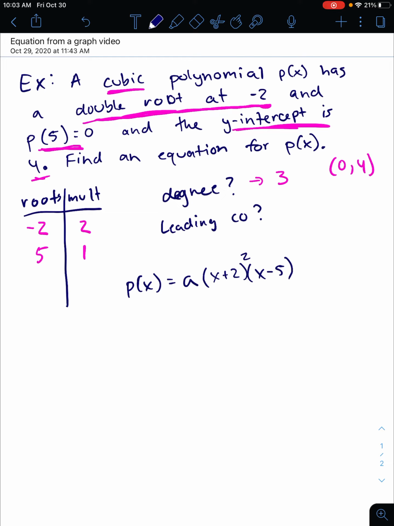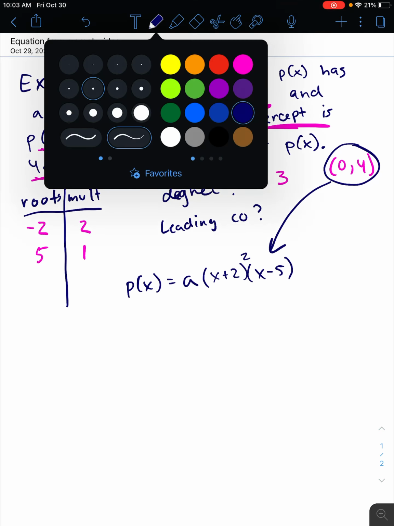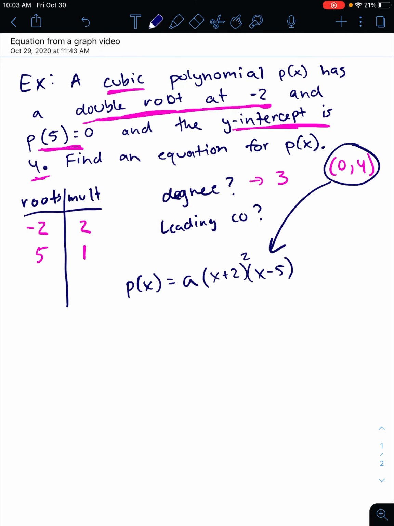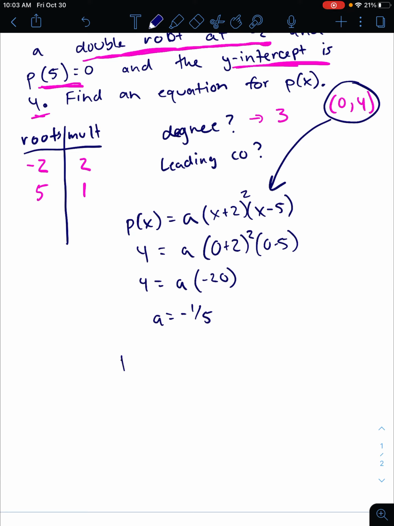And I'm going to have to now figure out what my a is equal to. And I can do that by using this final piece of information. So I'm going to plug that (0, 4) right into this equation. 4 equals a. So I got a equals -1/5, and then I can just plug that a in, and I will be done. It's as easy as that.